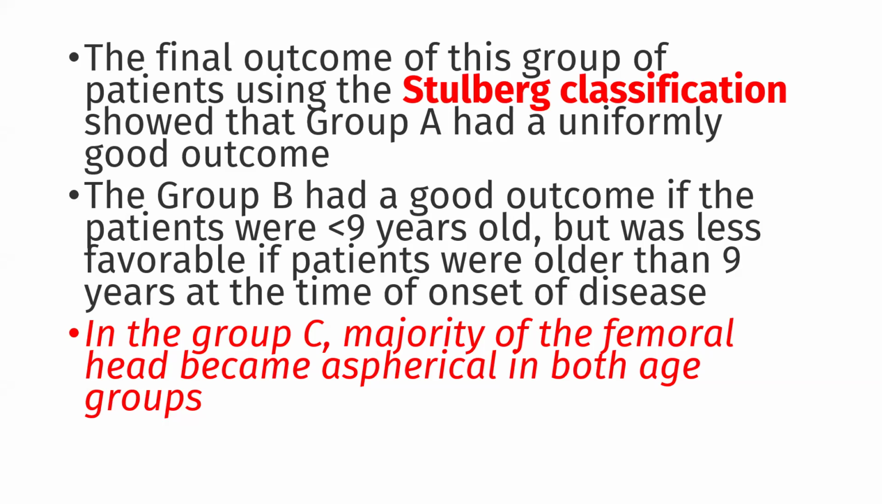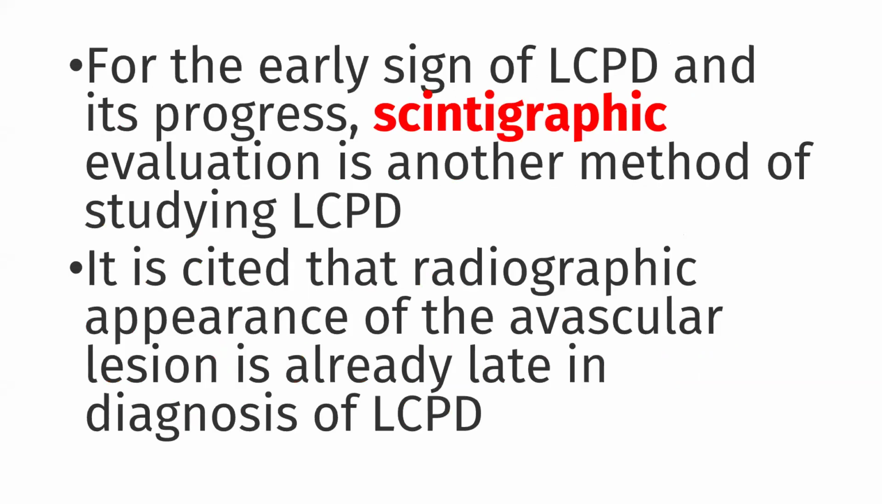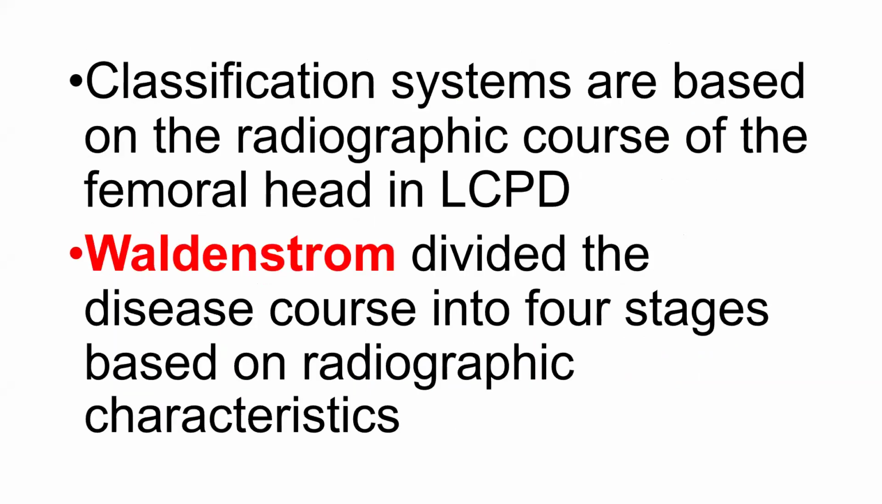For the early sign of Legg-Calve-Perthes disease and its progress, scintigraphic evaluation is another method of studying the disease. It is cited that radiographic appearance of avascular lesion is always already late in the diagnosis of Legg-Calve-Perthes disease. Classification systems are based on the radiographic course of the femoral head. Waldenstrom's divided the disease into 4 stages, as I had mentioned.